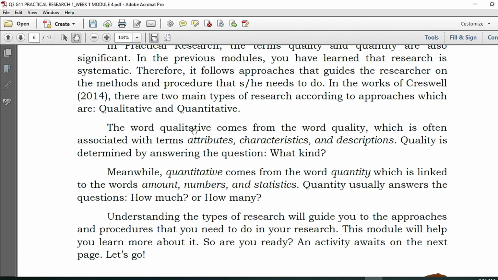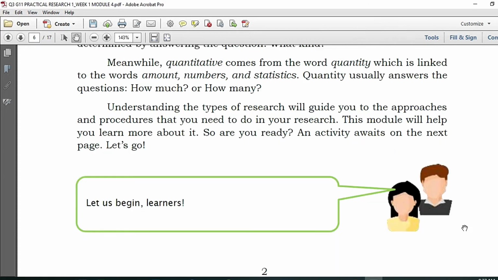Okay, the word qualitative comes from the word quality, which is often associated with terms, attributes, characteristics, and descriptions. Quality is determined by answering the question, what kind? Meanwhile, quantitative comes from the word quantity, which is linked to the words amount, numbers, and statistics. Quantity usually answers the questions how much or how many. Understanding the types of research will guide you to the approaches and procedures that you need to do in your research. This module will help you learn more about it.